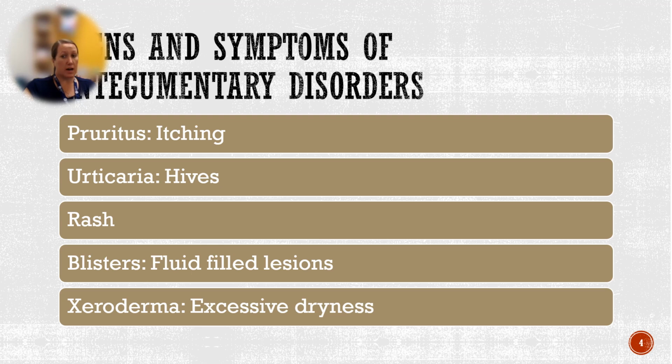Urticaria, also known as hives, is a vascular reaction of the skin marked by the appearance of smooth, slightly elevated patches. These are redder or paler than the surrounding skin and are often accompanied by severe itching. A rash is a mild form of hives. I think we're all familiar with what a rash is.